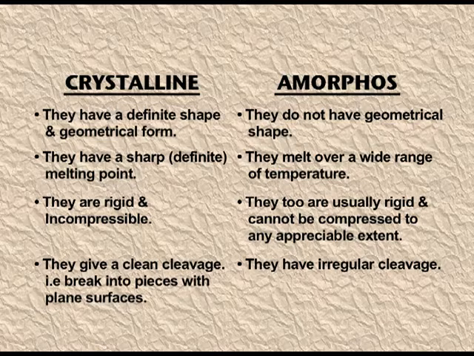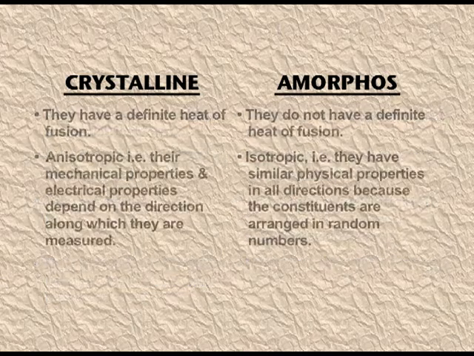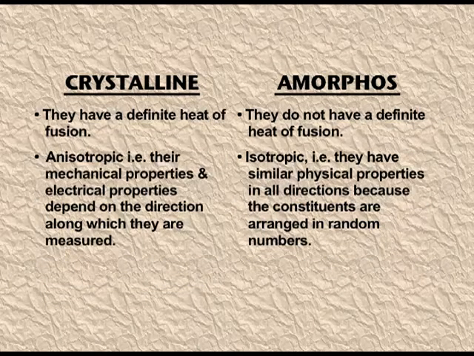Crystalline solids give a clean cleavage. They show a cleavage property. When we cut them, the new surfaces which are generated have a plane surface. This is not the case with the amorphous solid. When we cut an amorphous solid, we don't get a plane surface. Rather, we get an irregular surface. Crystalline solids are anisotropic and amorphous solids are isotropic.